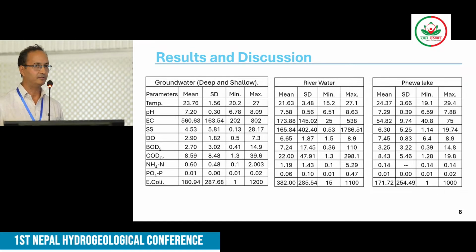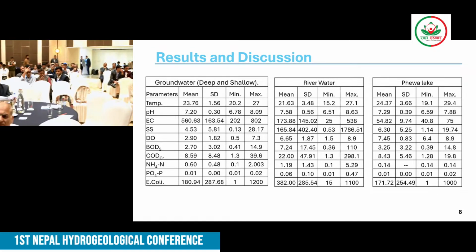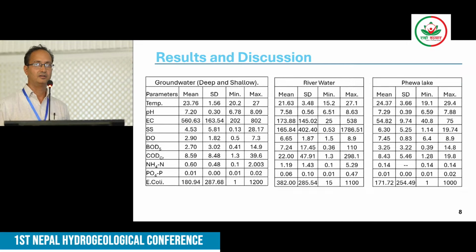So it's mainly in the wet season that we found it. Compared to the dry season, the wet season is highly contaminated with E. coli contamination.